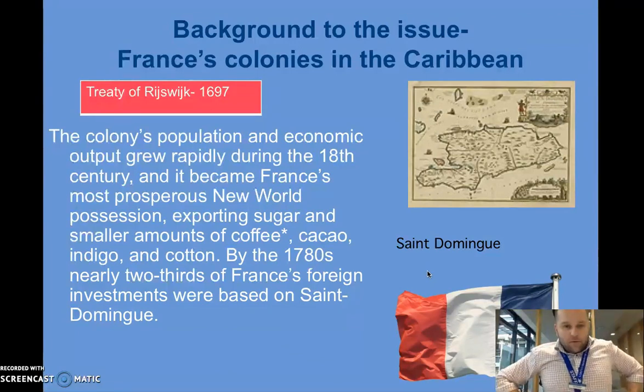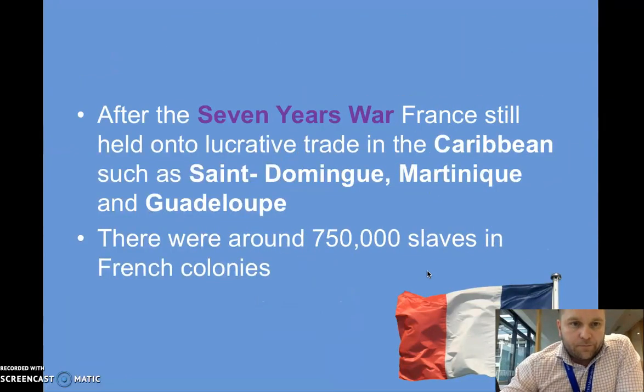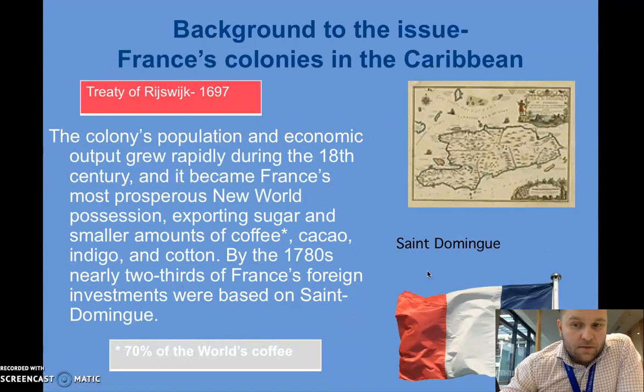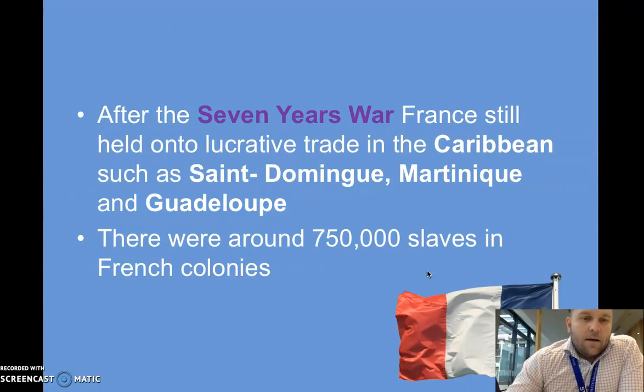It became very prosperous. The colony's population and economic output grew rapidly through the 18th century. It was exporting lots of stuff. I think I read somewhere that at one point in time, about 70% of the world's coffee was coming from this region. Hence, it has value economically. Right after the Seven Years' War, France still held on to this lucrative trade, and we know that there were around 750,000 slaves in French colonies, so that's no small number by any means.